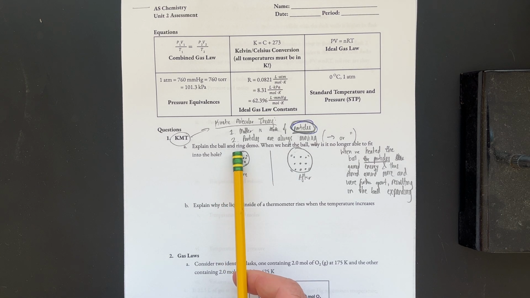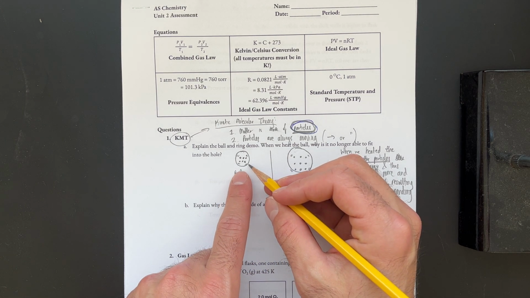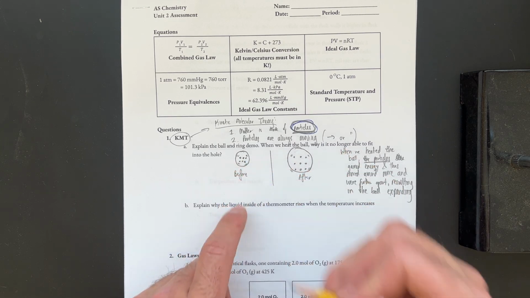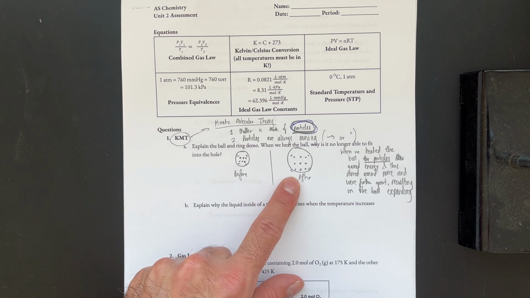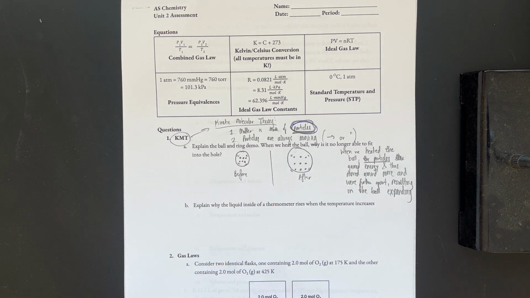So here, where it says explain the ball and ring demo, when we heat the ball, why is it no longer able to fit into the hole? You remember this, so we saw it, and the question is, why did that happen? Why did the ball expand? What we can see here is that the ball is made of particles, right? So I drew some particles and I showed them vibrating in place with these little quotation marks. This is the before. Now, after we heat it up, we still have the same sized particles, okay? So the size of the particles doesn't change. The mass doesn't change either. We don't have more particles.